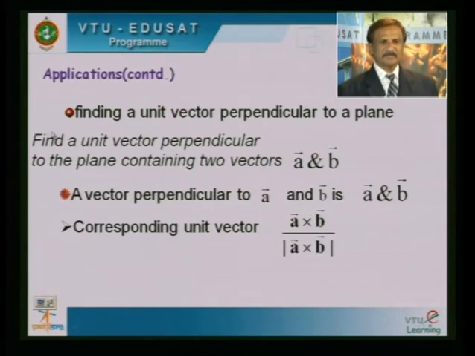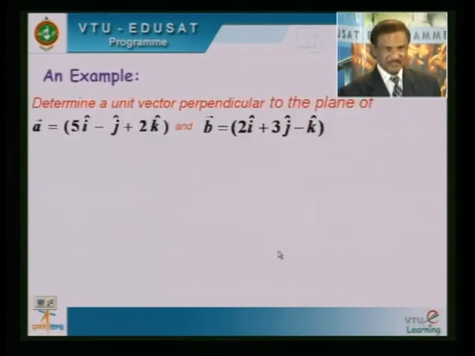Like that you can find a unit vector perpendicular to a plane. Find a unit vector perpendicular to the plane containing two vectors A and B. Just now we have solved one example, so we need a formula. What type of formula do we need? The unit vector perpendicular to A and B is A cross B divided by modulus of A cross B. Is it clear? Right.